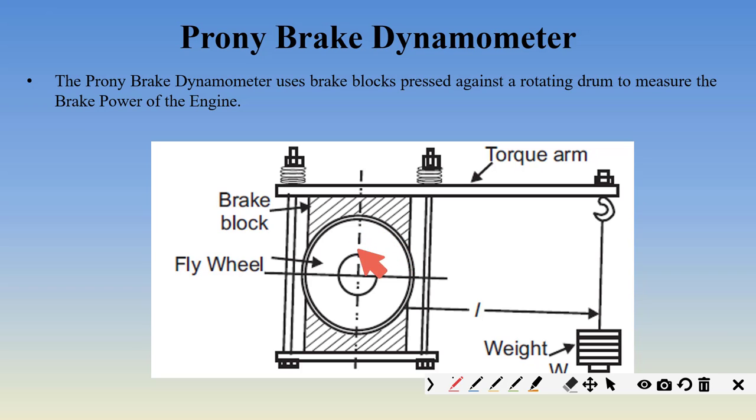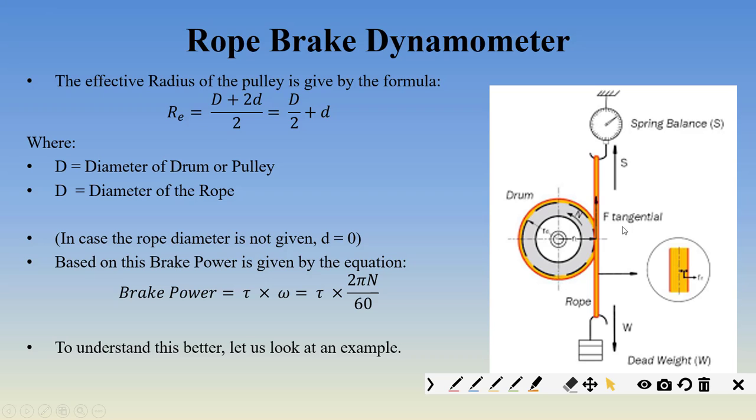In the case of the Prony brake dynamometer, what do we have to do? We have to apply a braking torque. Even in the rope brake dynamometer, what did we do? We applied a braking torque. What was the kind of force that we used to apply a braking torque? Frictional force, right? The rope is stationary, the drum is rotating. Hence, there is friction between the drum and the rope. That is how we absorb the power.